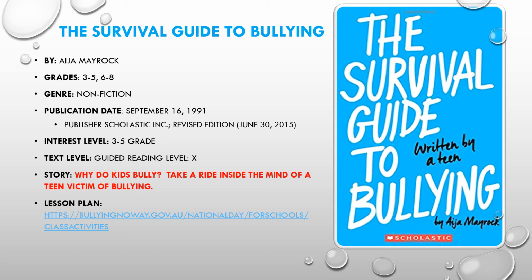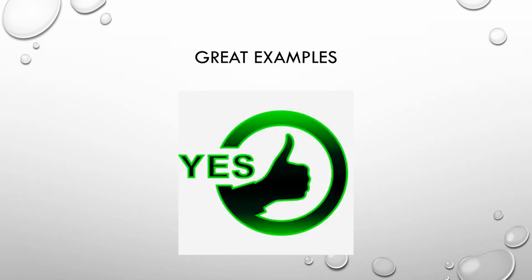Just explain how you're going to take this lesson and make it unique to this text. How are you going to make those connections to the specific characters or events or something like that in this text? So please make sure your activities are unique to the text. Next, we're going to look at some great examples.